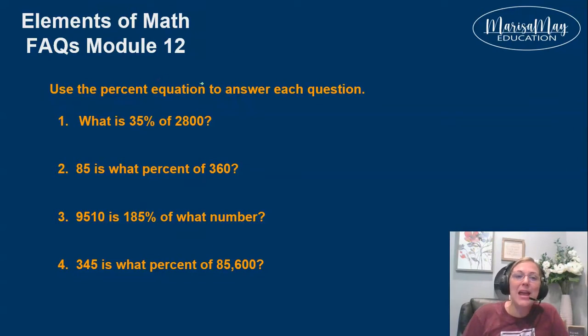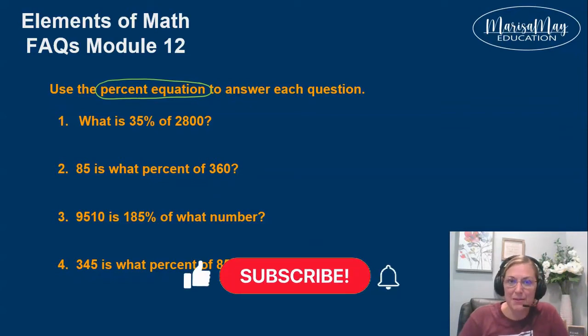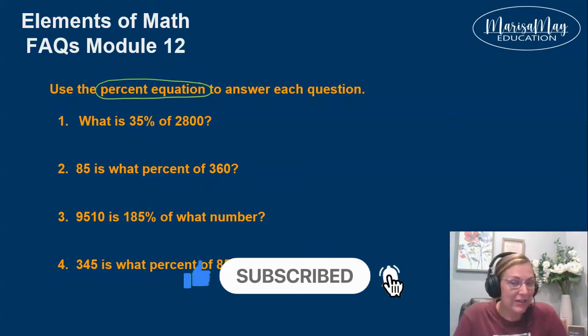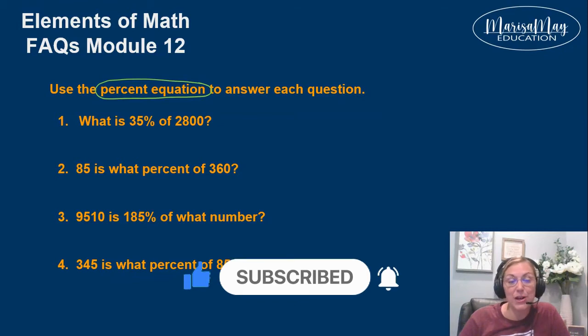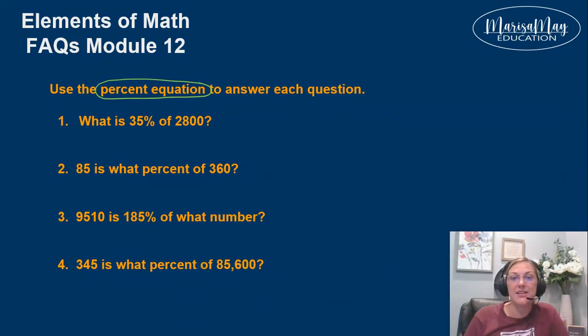I'm going to be using a percentage equation. You may have approached percentages differently in the past. That's a-okay. I just ask that you consider the option of using an equation, as I've found a lot of students feel comfortable with it once they have the idea of how to solve it. So let's look at problem one.